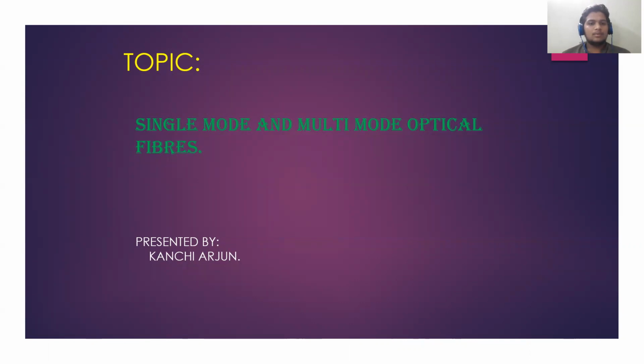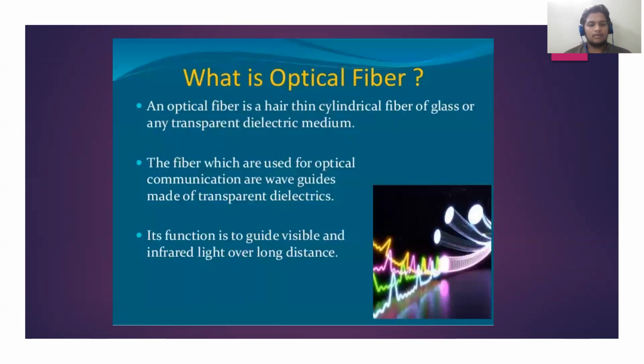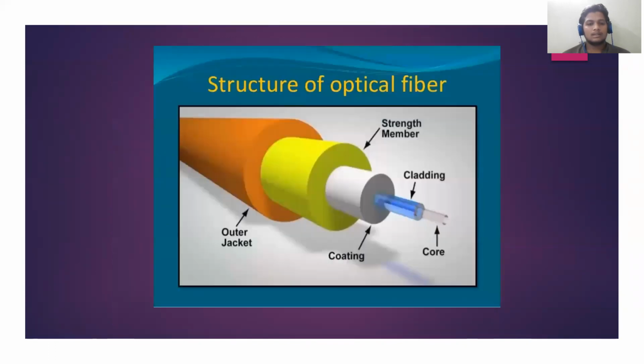Today I am going to discuss single mode and multi-mode optical fibers. What is an optical fiber? An optical fiber is a hair thin cylindrical fiber of glass or any transparent dielectric medium. The fibers which are used for optical communication are waveguides made up of transparent dielectrics. Its function is to guide visible and infrared light over a long distance.